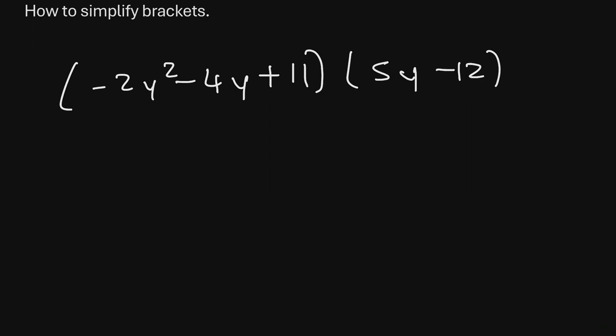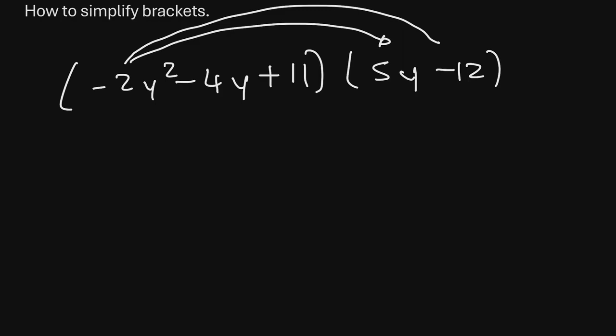So you're going to say now, the first negative 2y squared is going to multiply with the 5y. And then it is also going to multiply with the negative 12. So now you have to move to the second term, which is negative 4y will multiply with 5y. And then also the negative 4y will multiply with the negative 12. After that, you move to the next term, which is 11 here. So 11 will multiply with what? With the 5y. And then also again, 11 will multiply with the negative 12.